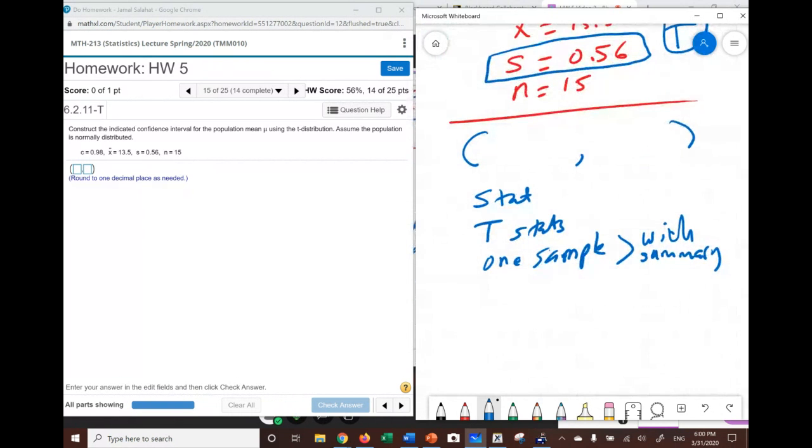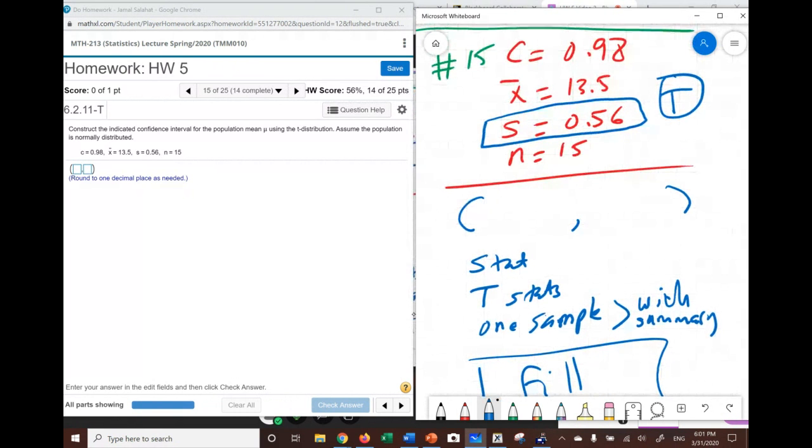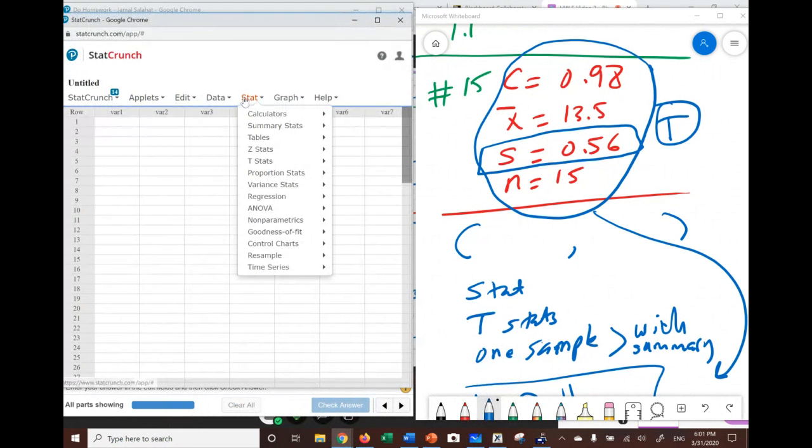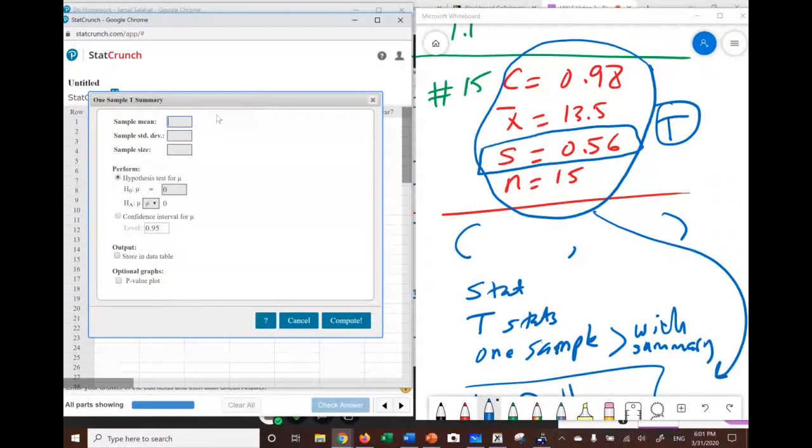And when you go to One Sample with Summary, you're going to see an area we need to fill in. Remember, we said with summary. And notice that this is here. This is our summary, so this is the summary that we need down there. So let's go back to StatCrunch and see what we can do. Again, we're going to go to Stat and go down, not Z, but T. One Sample with Summary. And this is the summary.